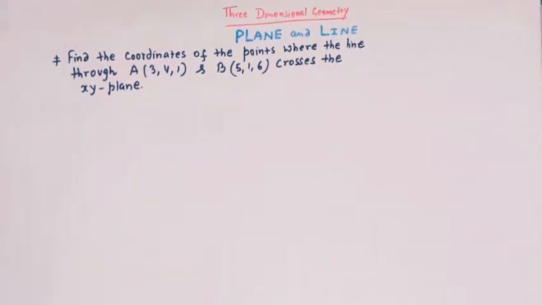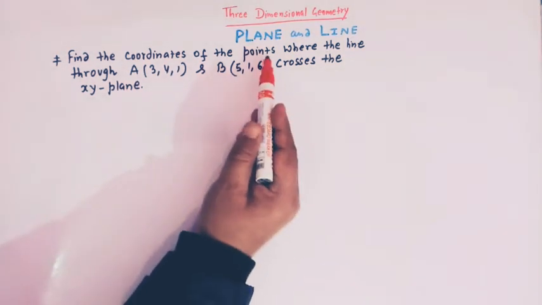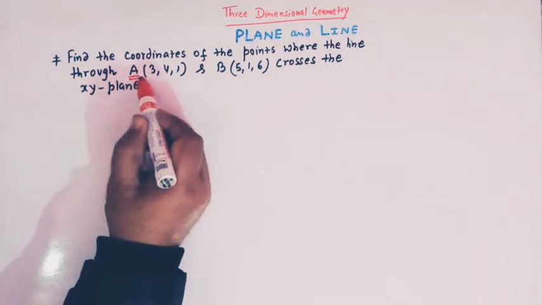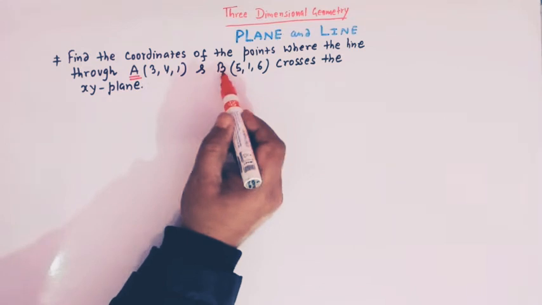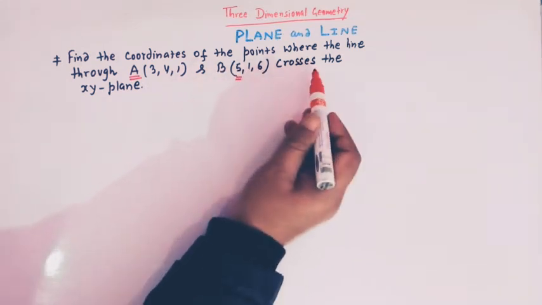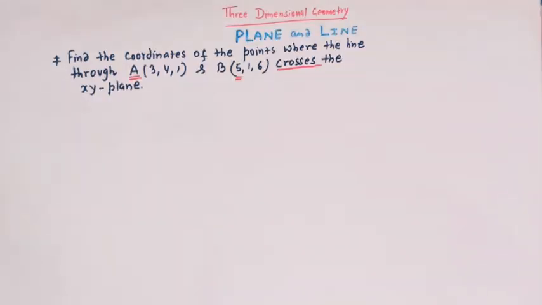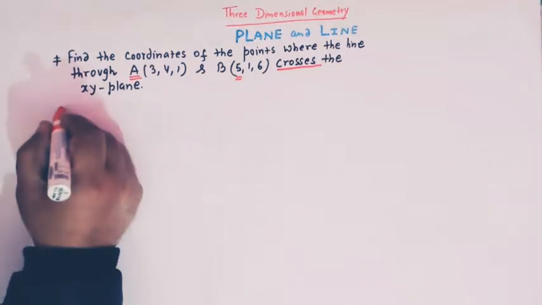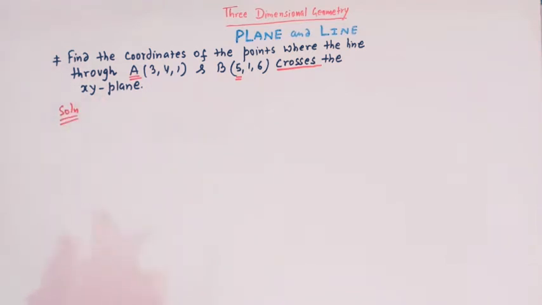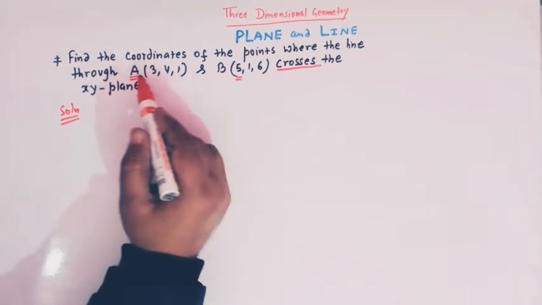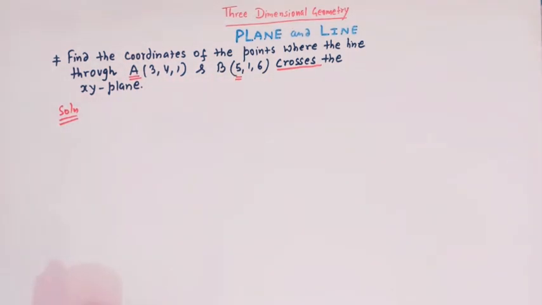Hello viewers, in today's class we are going to solve yet another important problem related to three-dimensional geometry, right? So here again we have a plane and line. Here we have to find the coordinates of the point where the line through A, that is (3, 4, 1), and B, that is (5, 1, 6), crosses the xy plane. So what we have to do is find the coordinates of the point where a line passing through these two points crosses the xy plane.